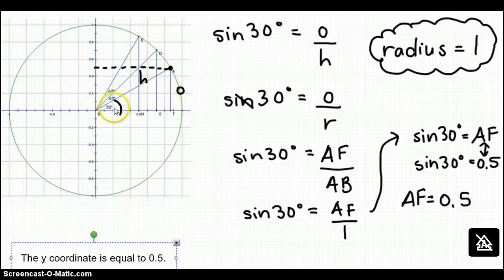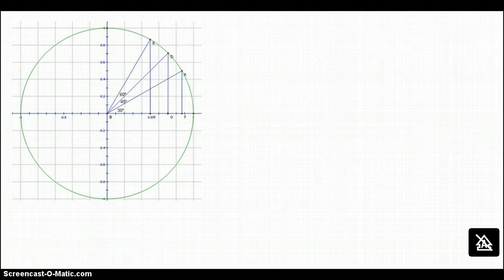And with the adjacent and the hypotenuse, since we know that the hypotenuse is my radius, which is equal to 1 because it's a unit circle, I'm going to use cos. We're going to work from the same angle, cos of 30. So we're just going to write down that cos of 30 is equal to the adjacent over the hypotenuse.